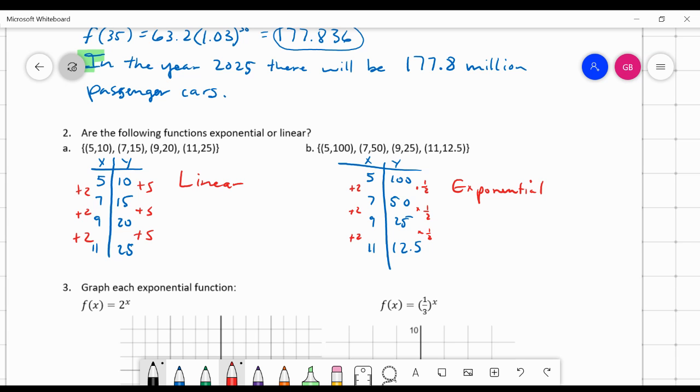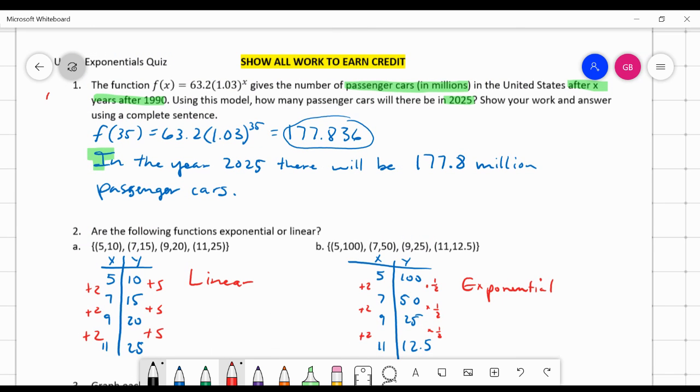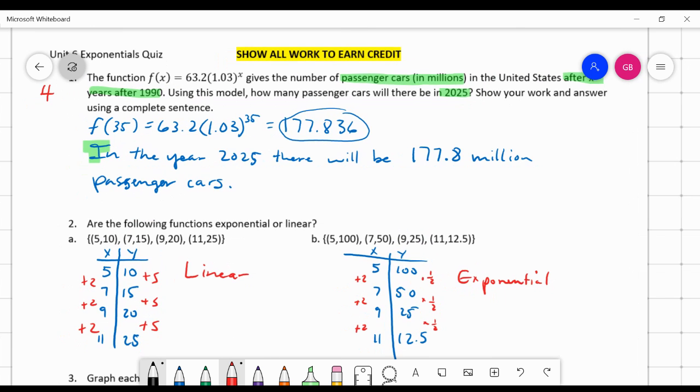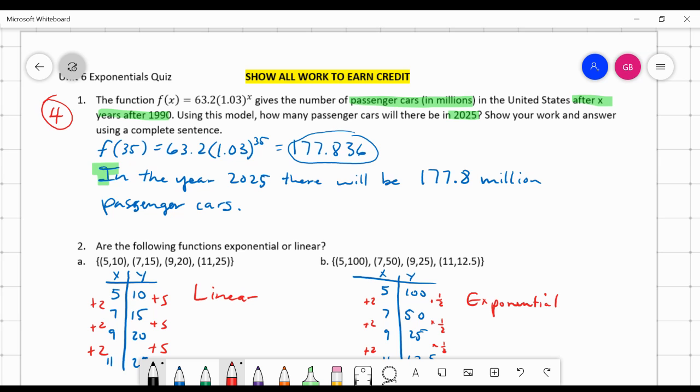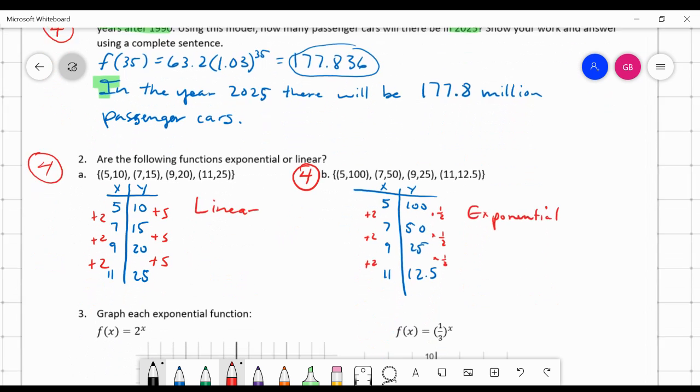Very important, you have to show your work in all these problems in order to get credit. Each problem is worth 4 points. So if you didn't earn all the points, you have to see which parts you're missing.